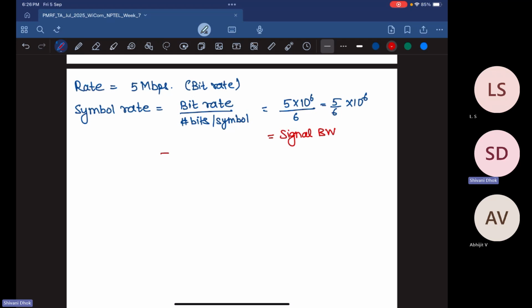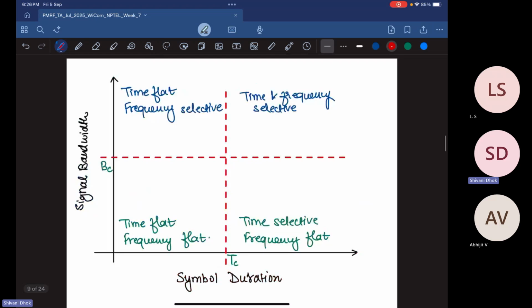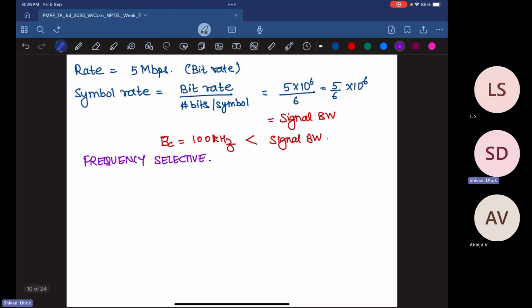and your coherence bandwidth was given to us as 100 kilohertz. And obviously this is less than your signal bandwidth, which means that your signal bandwidth is higher than your coherence bandwidth, which means that your channel is frequency selective. So frequency selectivity is sorted.